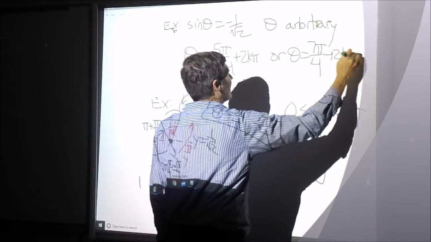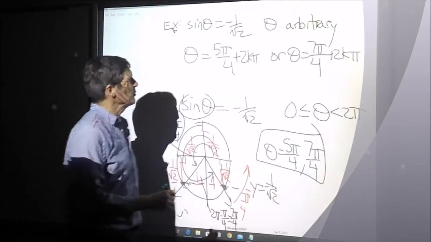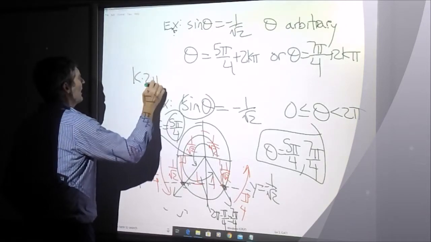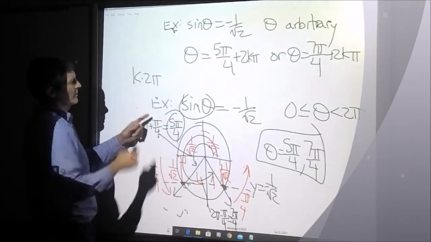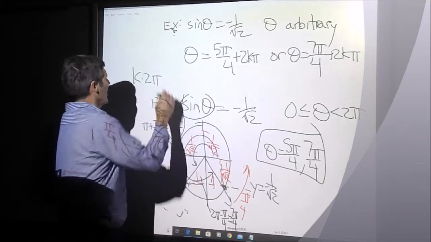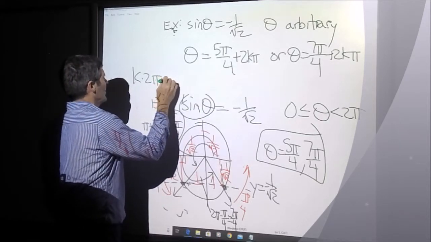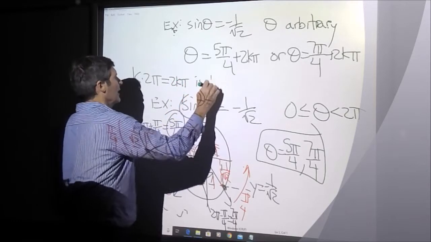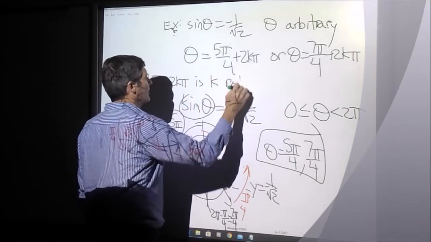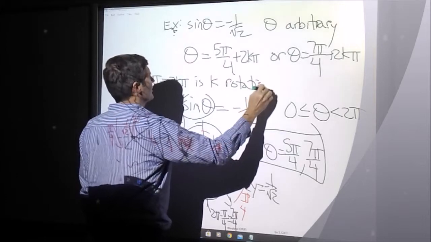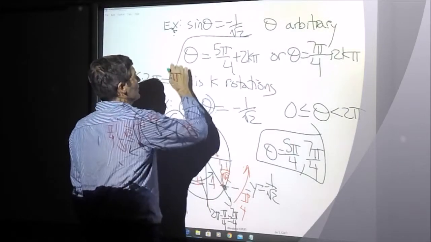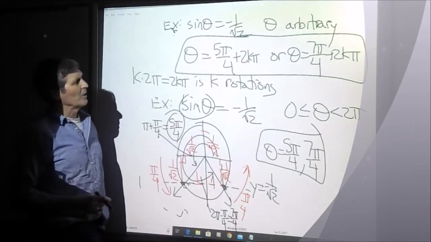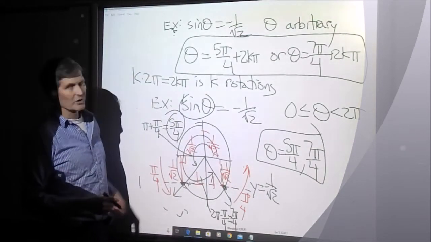Why do I add that? Because one rotation is 2 pi, k rotations is k times 2 pi. By convention, we always just multiply in the other order and call it 2k pi. So k times 2 pi, or 2k pi, is k whole rotations around the unit circle. These are all the angles, no matter how big or small, that have sine equal minus 1 over square root 2.